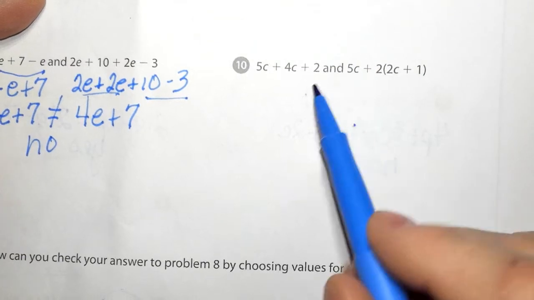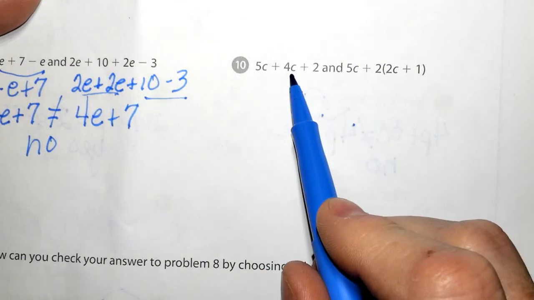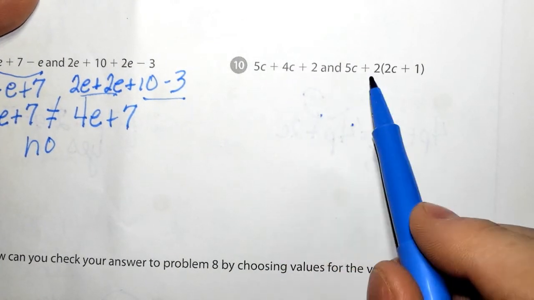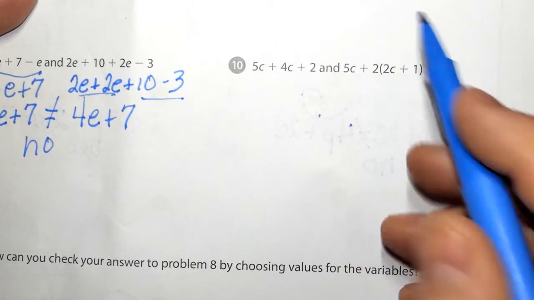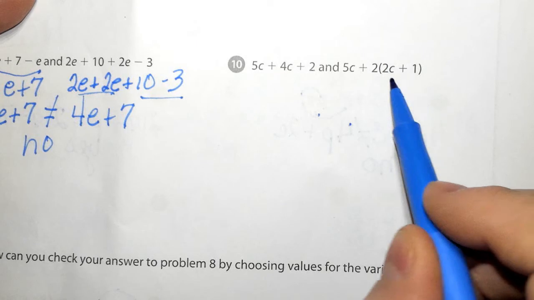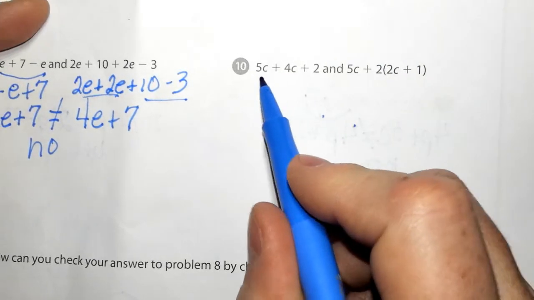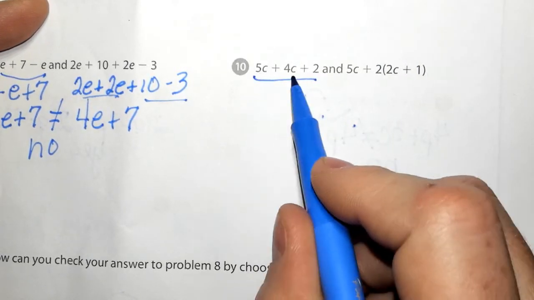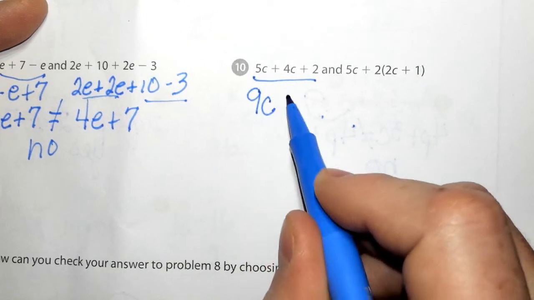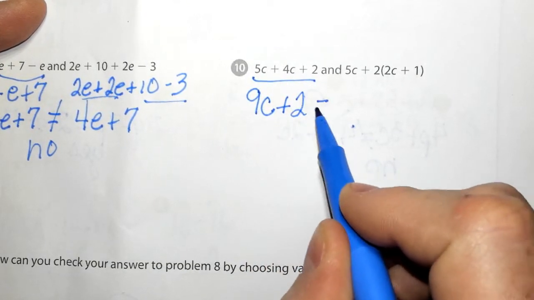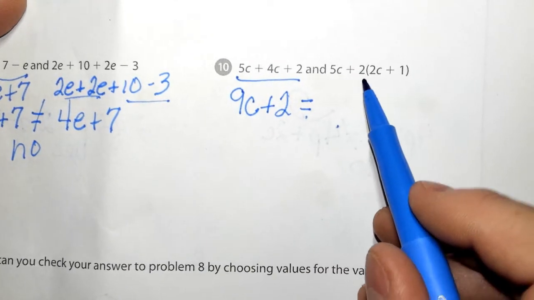Okay, for number 10, we have 5c plus 4c plus 2. And then over here, we have a little bit of work we have to do. We have the 5c, but then we need to do the distributive property here. So let's do this one first. 5c plus 4c is going to be 9c plus 2. And then we want to see if that's equal to this.